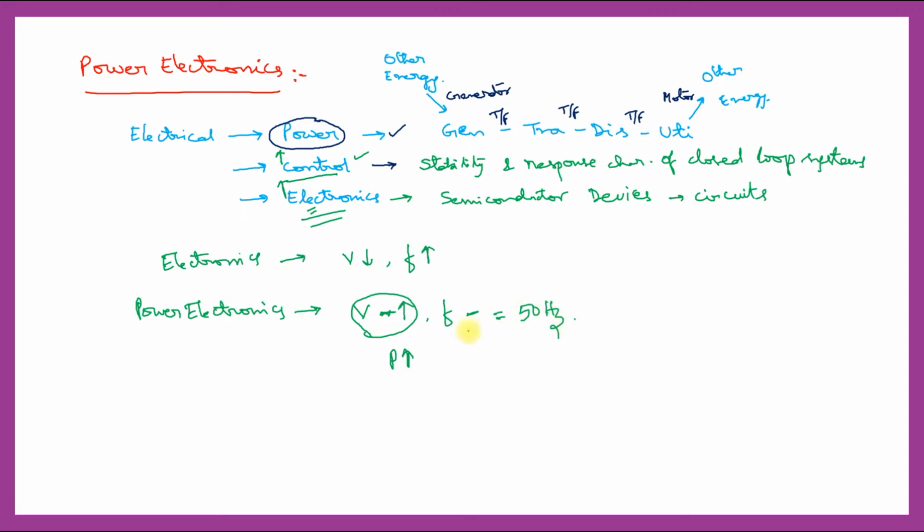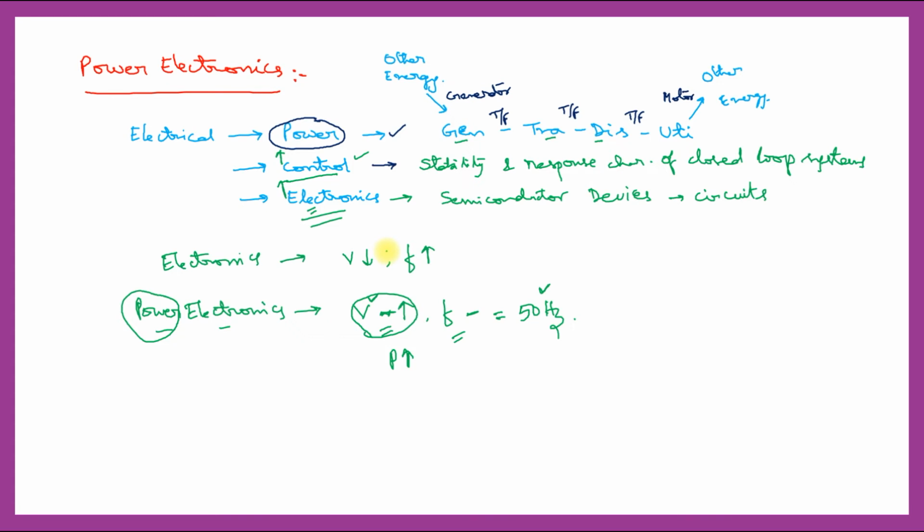Because power electronics means whatever the frequency of power, we need to utilize the semiconductor devices at power level. Power level means there are two things in power: one is voltage and the other is frequency. The frequency is always kept at 50 hertz if we are in India, and 60 hertz in some other countries. But voltage is very high from generation to transmission and up to distribution also.